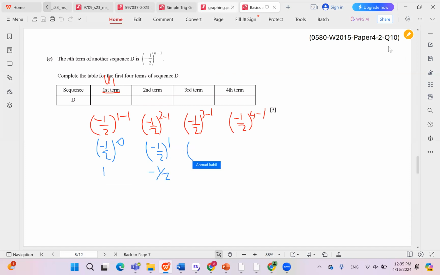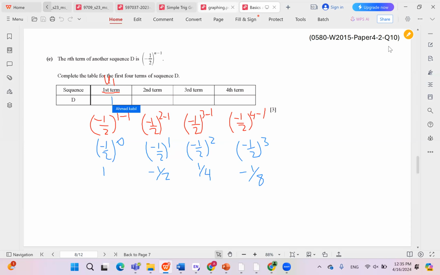For the third one, we have negative half power 2. This is equal to 1 over 4. For the fourth one, we have negative half power 3. And this is equal to negative 1 over 8. You can use your calculator to get these values. If you can't do them mentally, that's okay. So these are the values that we put into the table.